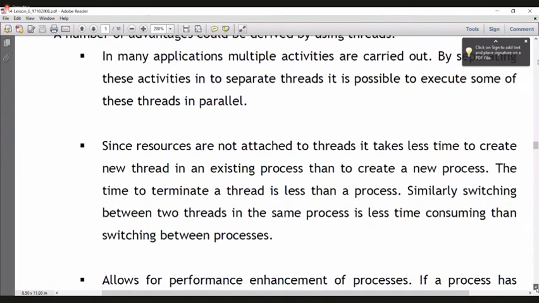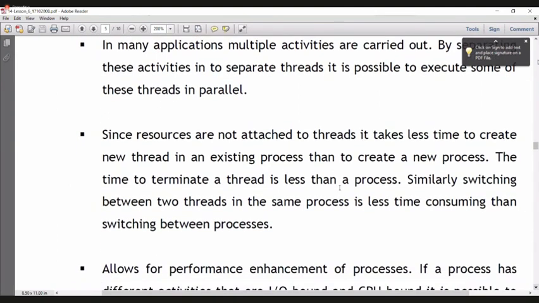The time to terminate a thread is also less than for a process, right? You have to store less information. Therefore, you can terminate quickly.